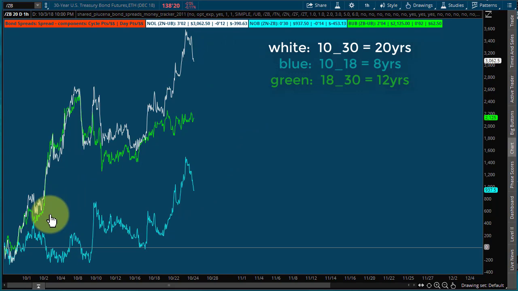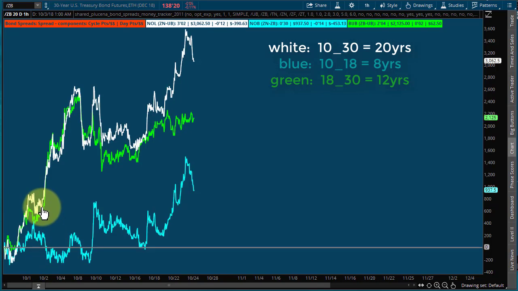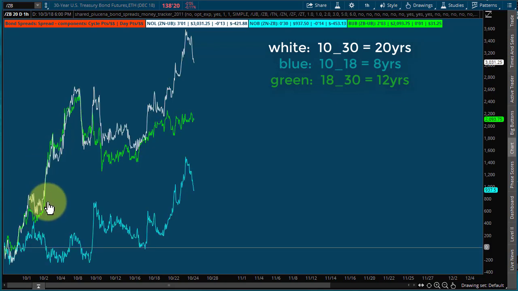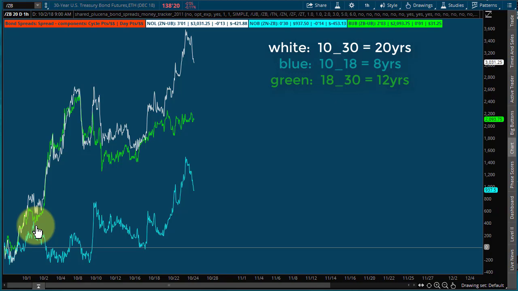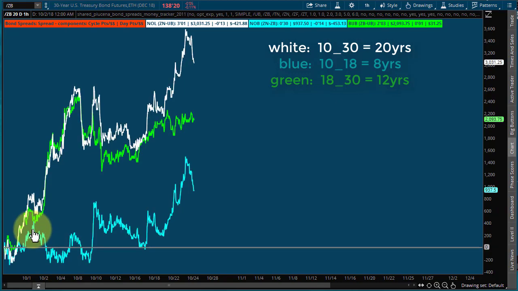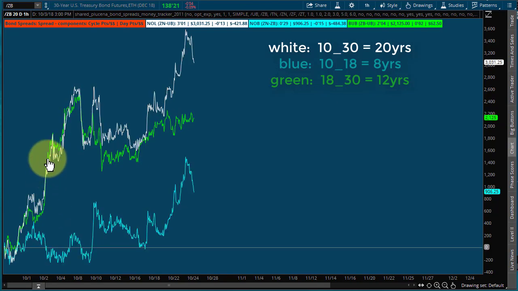Going back to the beginning of October, that's when I had all these different spreads start at the same time. Here we can see the white and the green line getting really strong, but the blue line isn't participating. So the difference between 10s and 30s is rallying like crazy. The difference between 18s and 30s is rallying like crazy. But the beginning of the spread, the difference between 10s and 18s, is trading down. It's actually going offered. Why would this sell off when these are rallying?